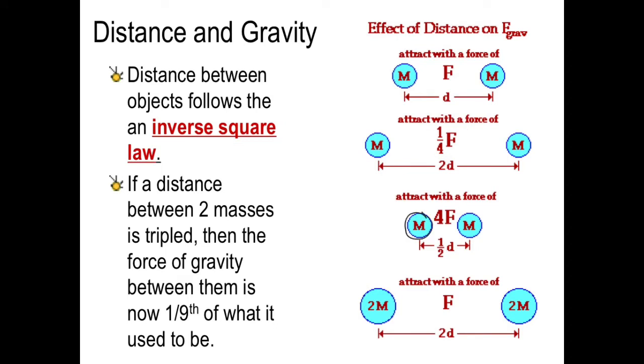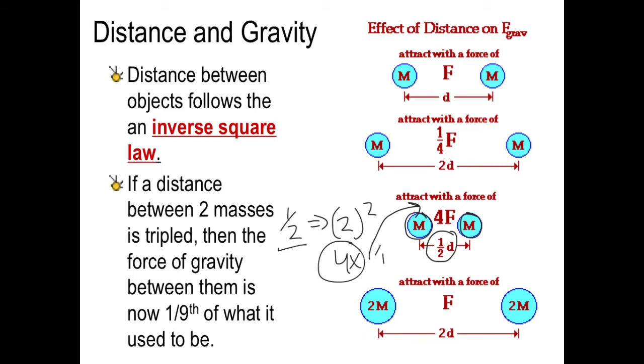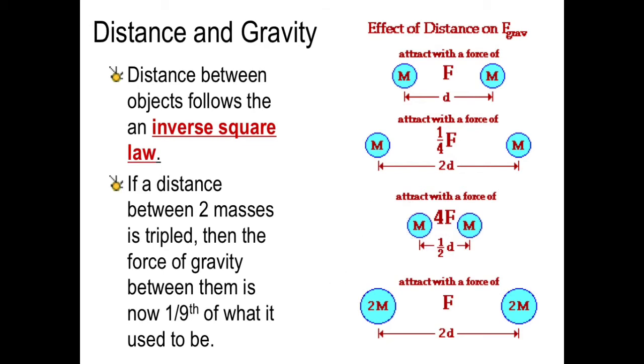If we look at these two objects, the masses are still the same as they originally were, but now the distance is 1/2 of what it originally was. Well, if I take the inverse square of 1/2, 1/2 inverted is 2, and if I square that, it becomes 4. That means that by cutting my distance in half between the two objects, the force of gravity is now 4 times greater. Does that make sense? I'm hoping so. It's all about the math. The closer you get, the smaller the distance is between you, and the larger the force of gravity is between them.